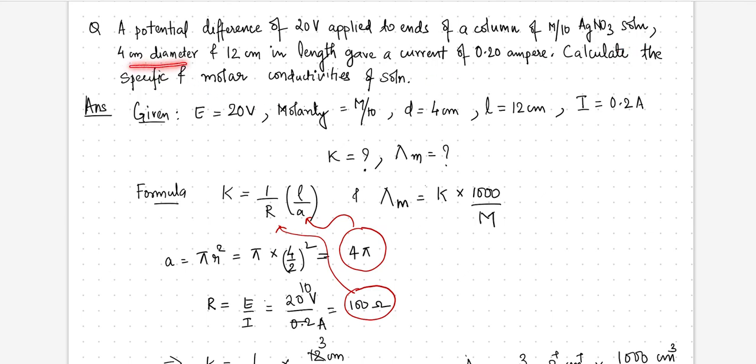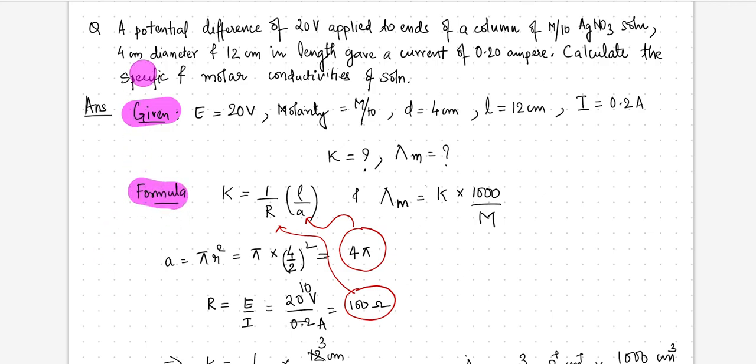The diameter is given to be 4 centimeters, so D is given to be 4 centimeter, and then length is given to be 12 centimeter, so L is given to be 12 centimeter, and then you are given current as 0.20 ampere. Okay, so we are asked to calculate the specific conductivity, that is K, and also the molar conductivity, that is capital lambda M.